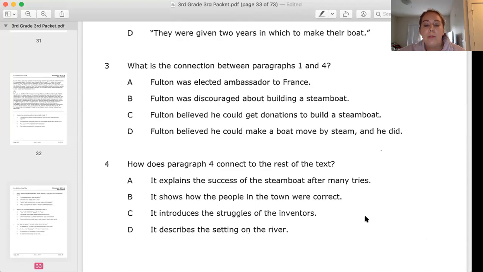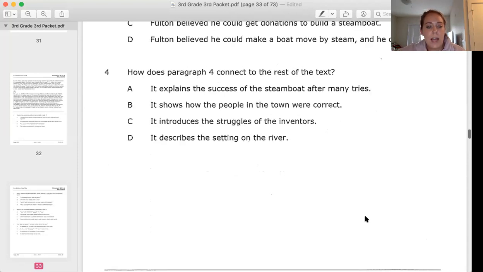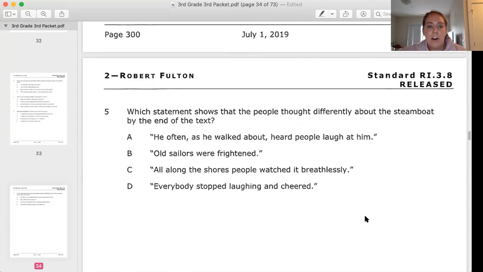What is paragraph 4 doing for the story or for the text? And question 5, I'm sorry, which statement shows that people thought differently about the steamboat by the end of the text? Okay, so compare and contrast. How do they feel at the beginning? How do they feel at the end?